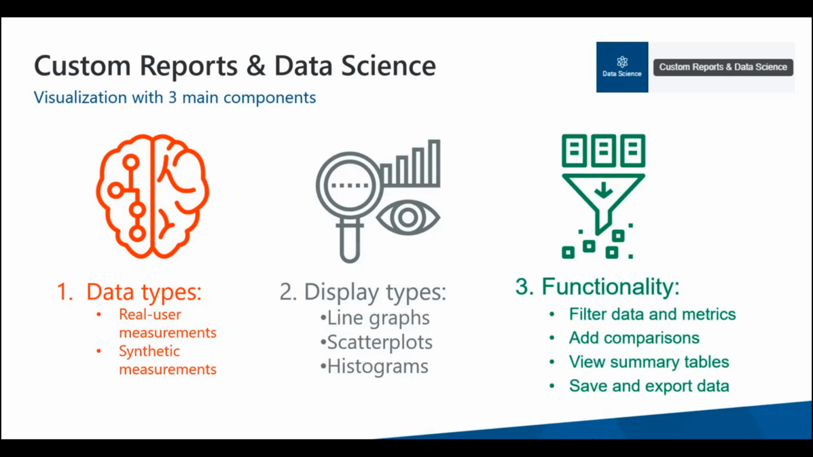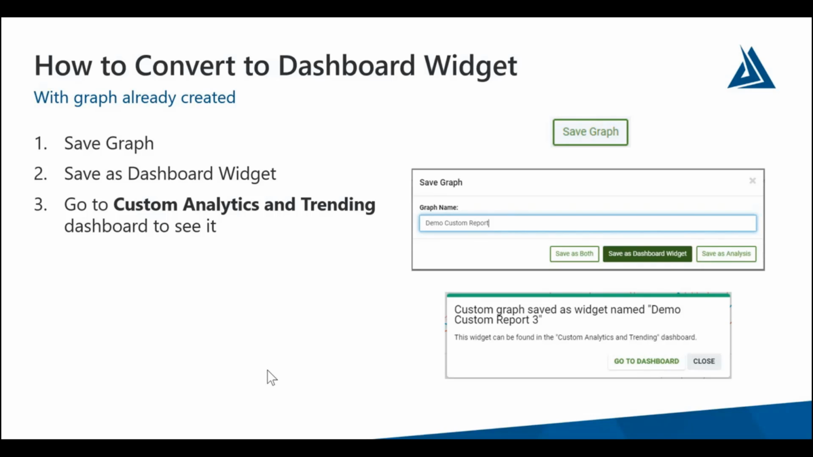And finally, there's a variety of filter options and metrics that you can choose to create this custom graph. You're also able to add comparisons. You can add a comparison line on the same graph, and you can also add a comparison graph right next to it. And then of course below there's going to be a summary table of the data, and you can save and export that. Now the next thing we're going to talk about is how to convert that custom graph to a dashboard widget.